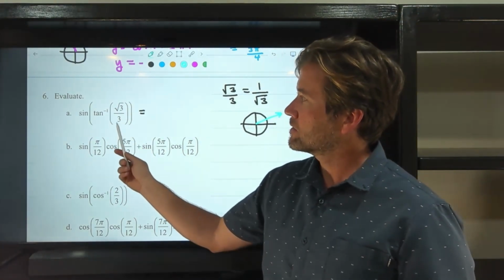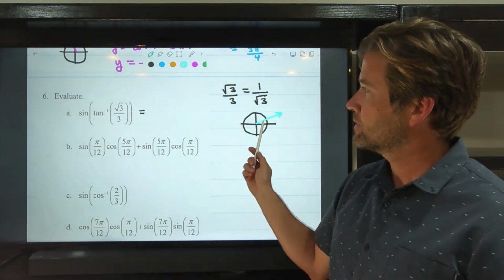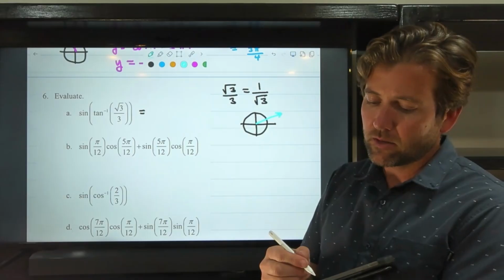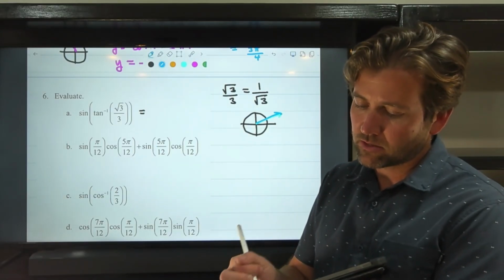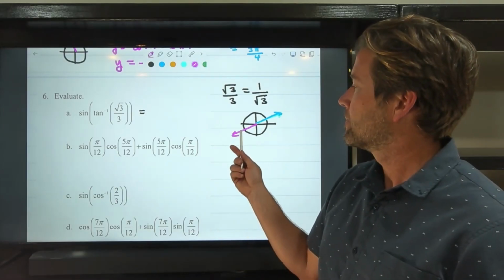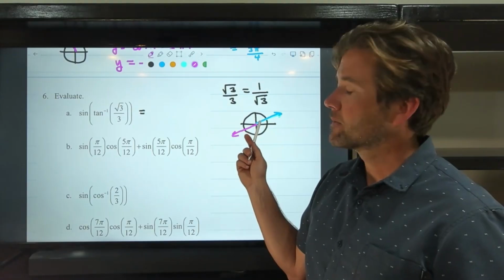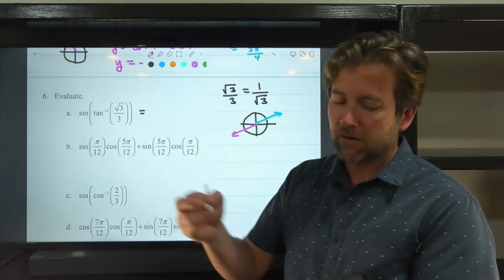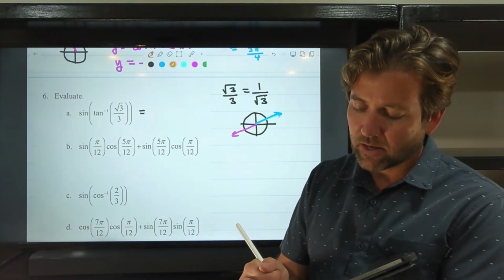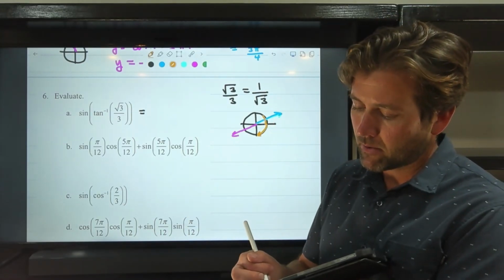So when I look at this, I see arctangent. This represents the slope. You actually don't need to know what this angle is called. There's technically another angle over here in the third quadrant that has the same slope as this one in the first quadrant. But we have to know that arctangent has to put an angle between negative pi over 2 and positive pi over 2.